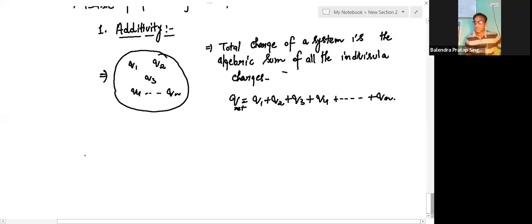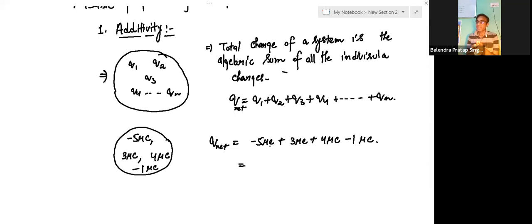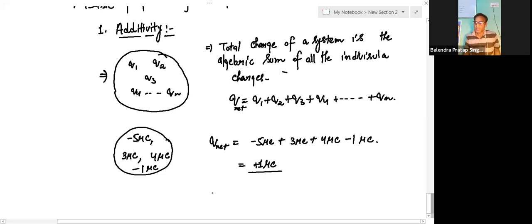For example, suppose I consider a system which has minus 5 microcoulomb charge, another 3 microcoulomb, another 4 microcoulomb, and one more minus 1 microcoulomb. This is a distribution of charge. What will be the net charge on this body? It is minus 5 microcoulomb plus 3 microcoulomb plus 4 microcoulomb minus 1 microcoulomb. You just add all the individual charges. In this case, the net charge of the body is 1 microcoulomb positive. So this is one of the basic properties of charge: it is additive in nature.